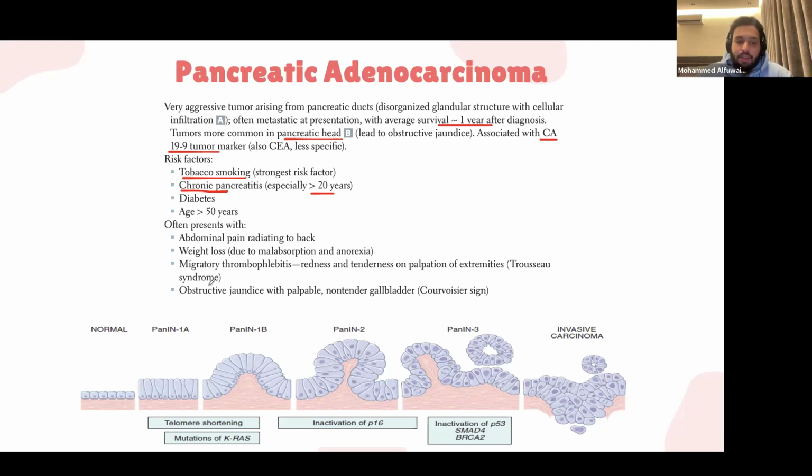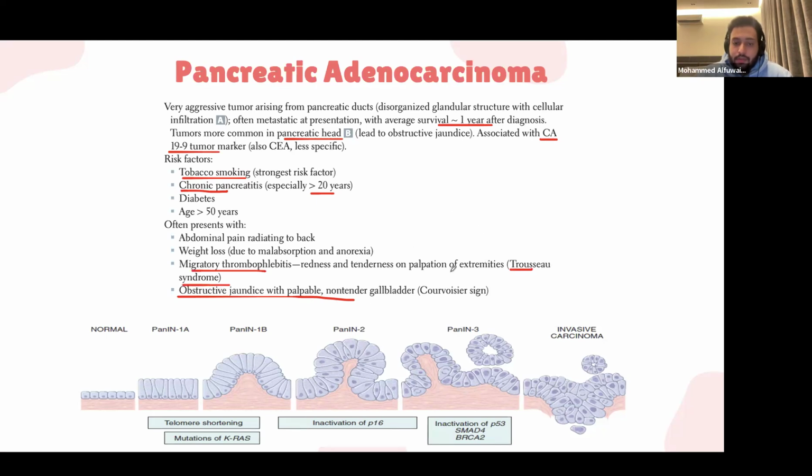Now you have two important signs. First one is obstructive jaundice with palpable non-tender gallbladder, which I said before, which is the Courvoisier sign. Why? It's because it's in the head of the pancreas, so it causes obstructive jaundice. Now, the other one is migratory thrombophlebitis, which is basically these red lesions that form and migrate. This is called the Trousseau syndrome.